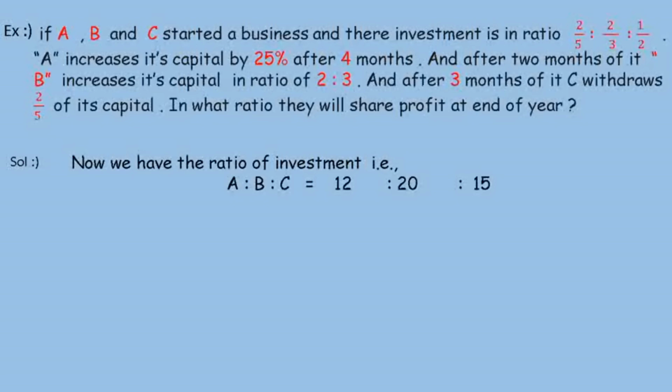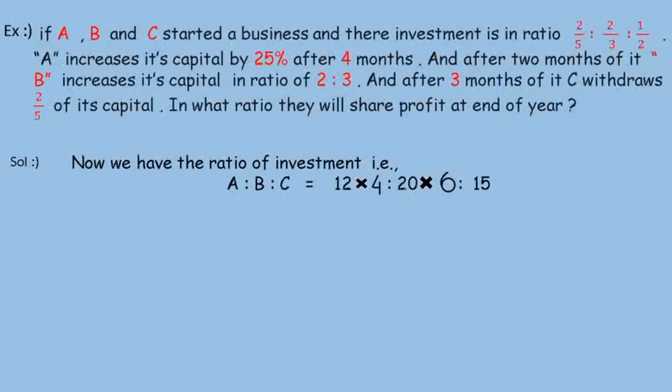Question says that A increases its capital by 25% after 4 months. Now firstly just ignore this 25% and focus on time. A increases its capital after 4 months, mean initially he has worked for 4 months. So multiply ratio by 4. And after 2 months of it, means after 2 months of B, so it will be 6. So multiply in ratio of B by 6.